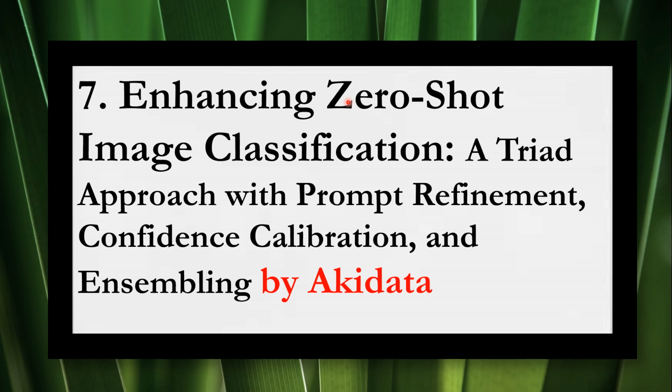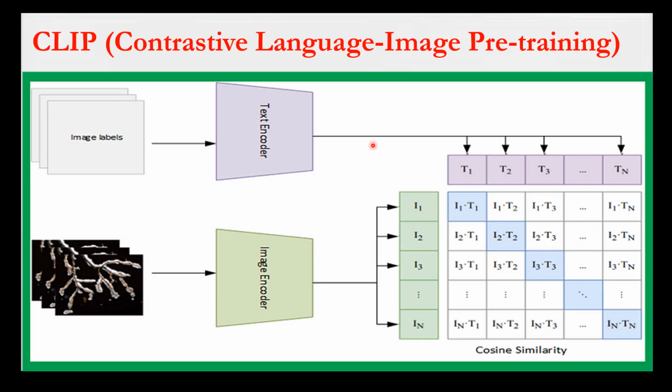So by doing so, they are able to achieve better results in zero-shot image classification, which means a system can correctly classify images it has never seen before without any additional training. And the technique that they used was CLIP, or the contrastive language image pre-training. Now this CLIP is a method for training a powerful AI model to associate image and text.